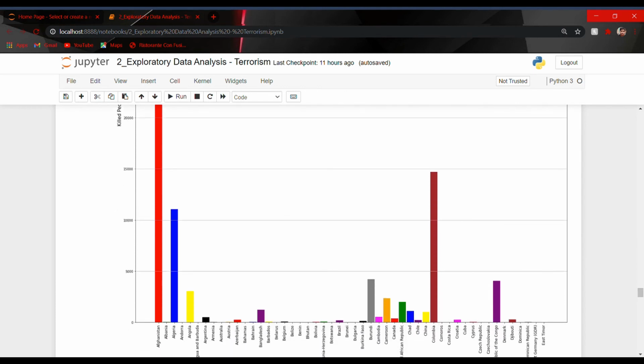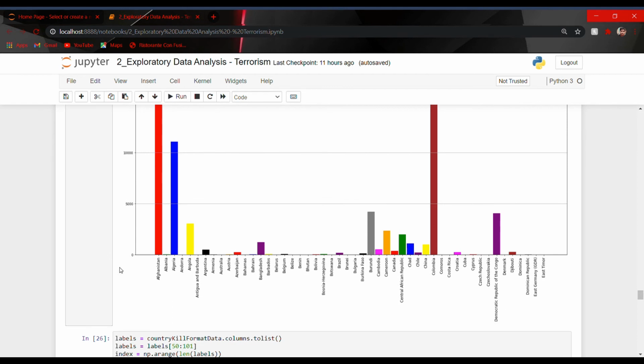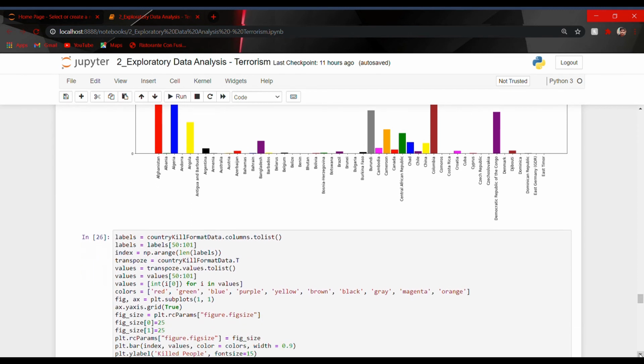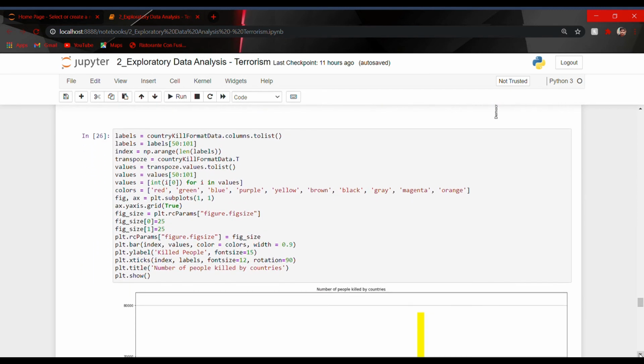Now, second, we can see it's Colombia. It's around 15,000, and so on for other countries in the particular graph. You can pause the video and go through it. You can also find the repository link in the description if you want to see the notebook code.